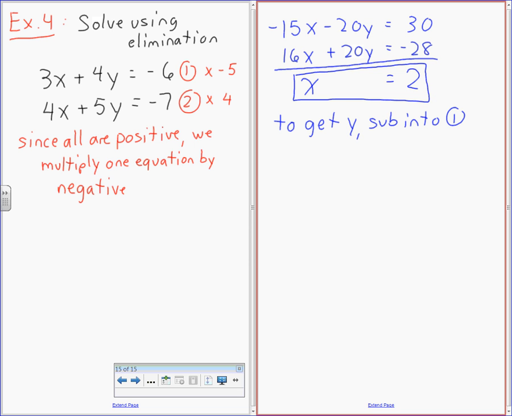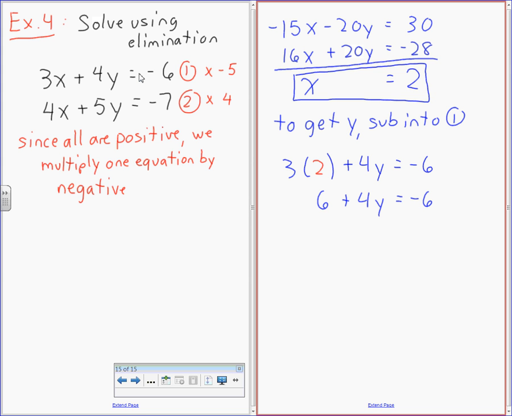Okay, so it's going to be 3 brackets 2 plus 4y equals negative 6. That's 6 plus 4y equals negative 6. Now, when I went around the class, at least 4 people got this wrong. Someone please be brave and tell me how to solve for y, please.